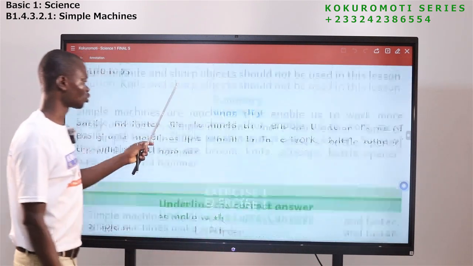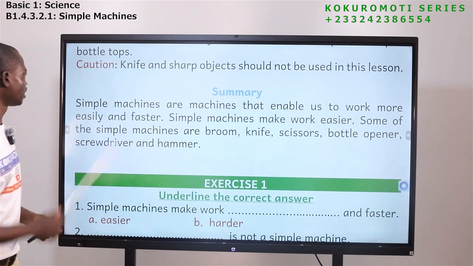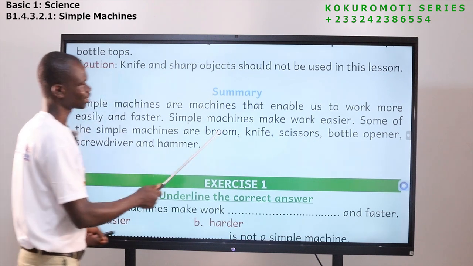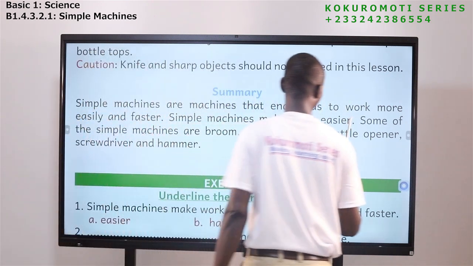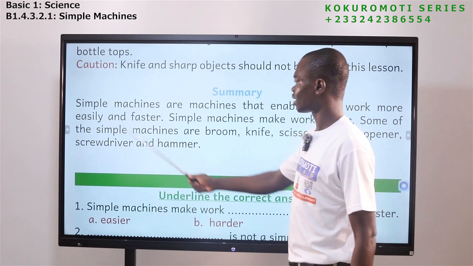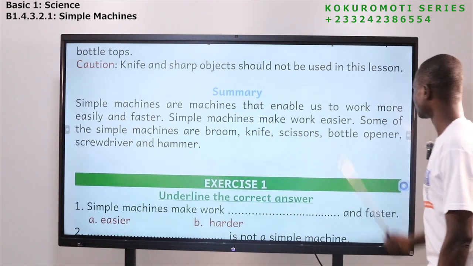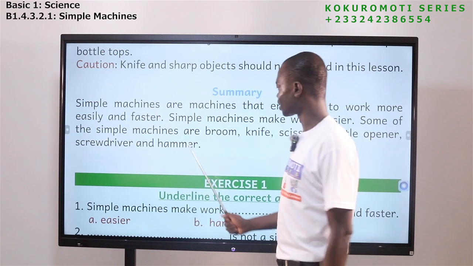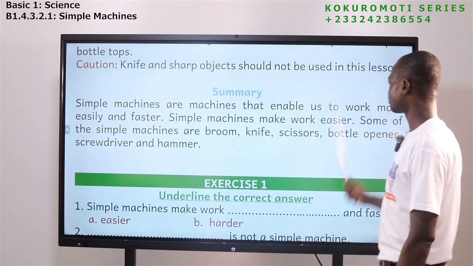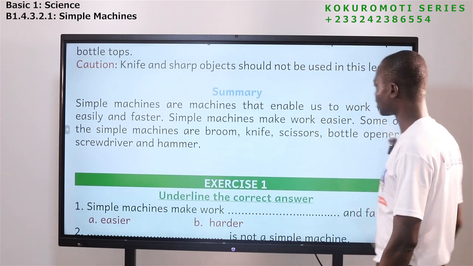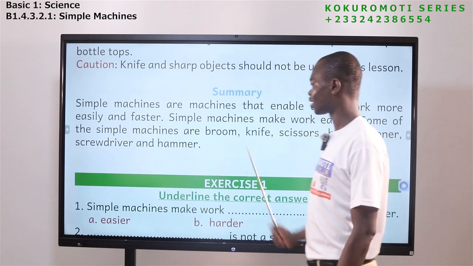Okay, now so in summary, what have we learned today? Simple machines are machines that enable us to work more easily and faster. Simple machines make work easier. Some of the simple machines are broom, knife, scissors, bottle opener, screwdriver, and hammer.